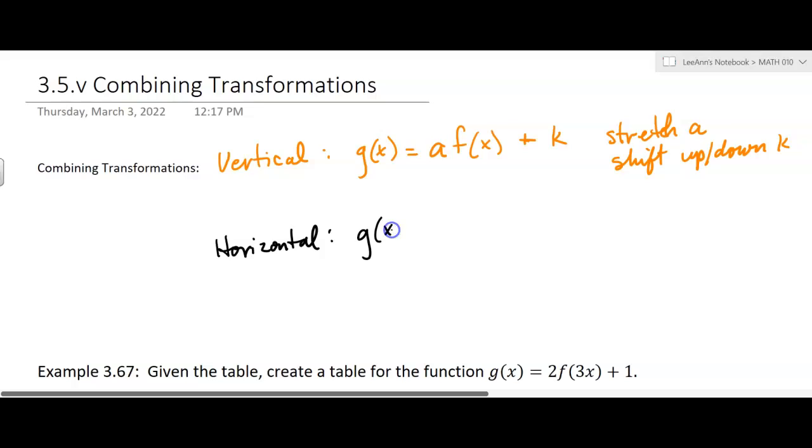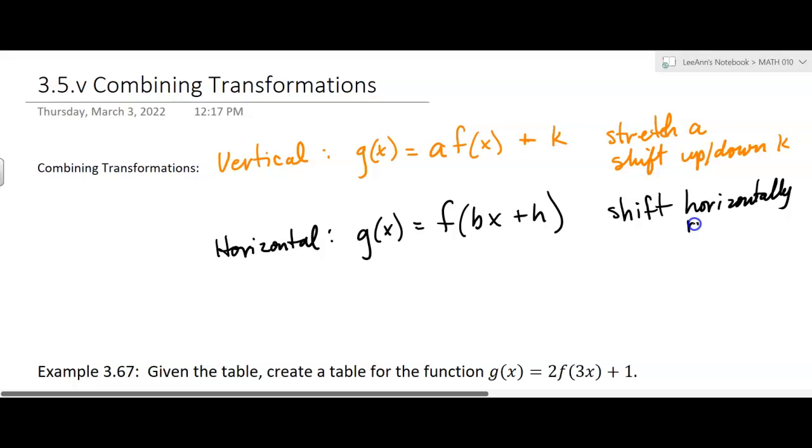Say g of x is in this form, f of bx plus h, something like that. Well, first you're going to shift horizontally, right or left, the h, and then you're going to do the stretch or compression with b, 1 over b. Okay, 1 over b.